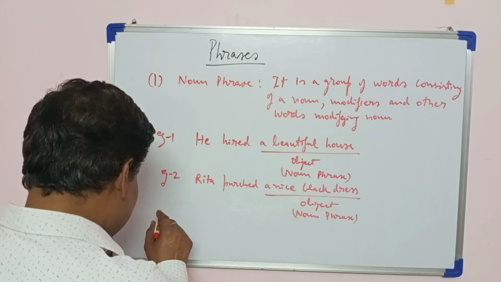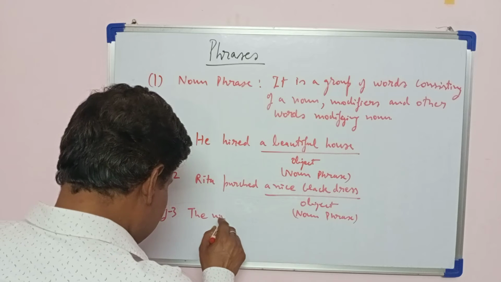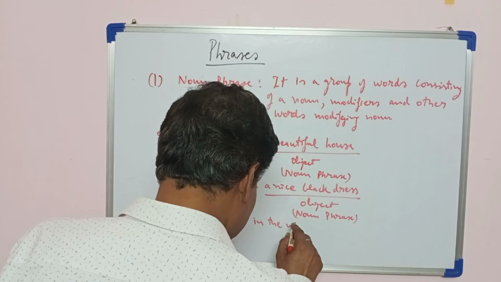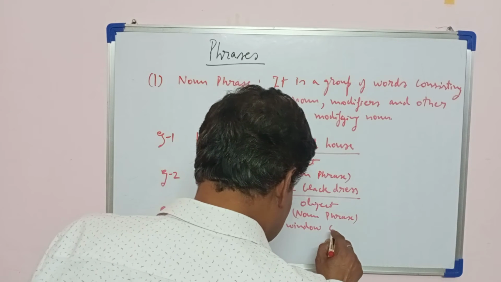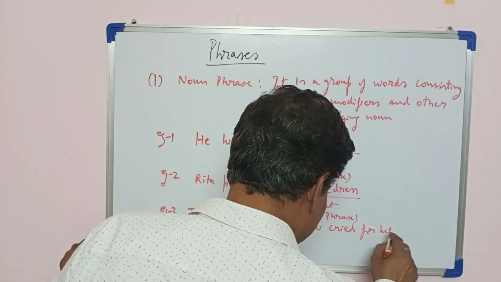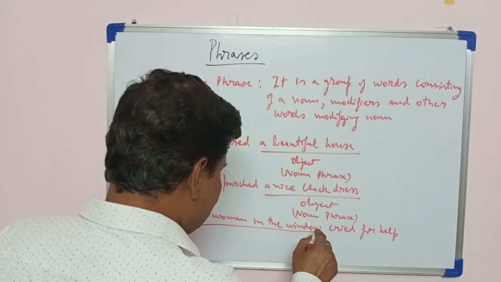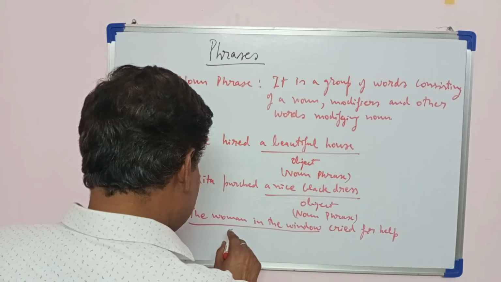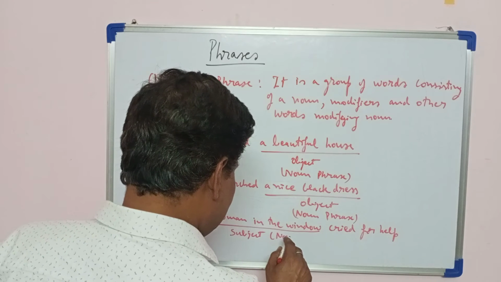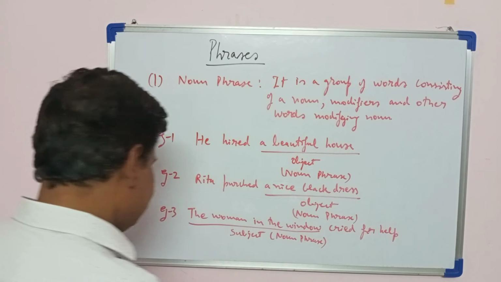Now let's see another example. The woman in the window cried for help. Or we can say shouted for help. The woman in the window shouted for help. Here this is the subject. And it is a noun phrase. Here the noun phrase is working like the subject.